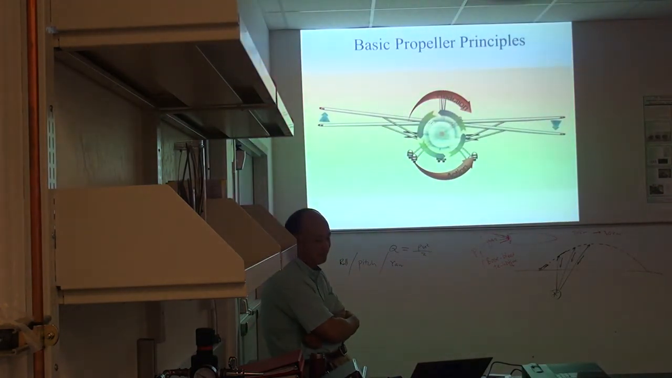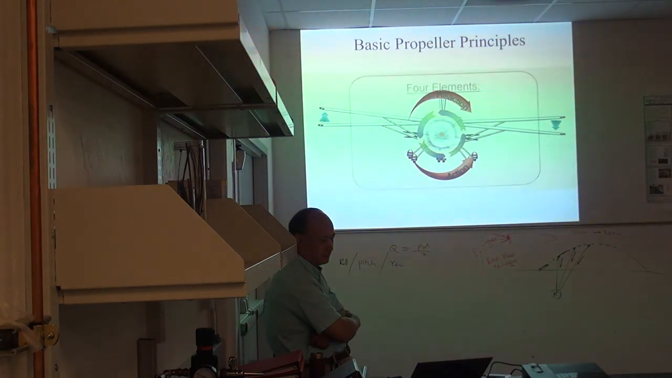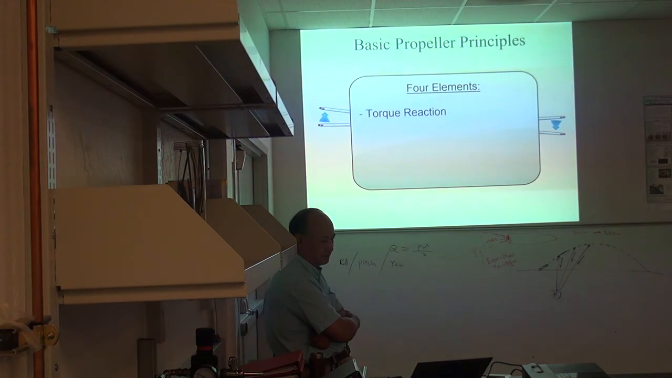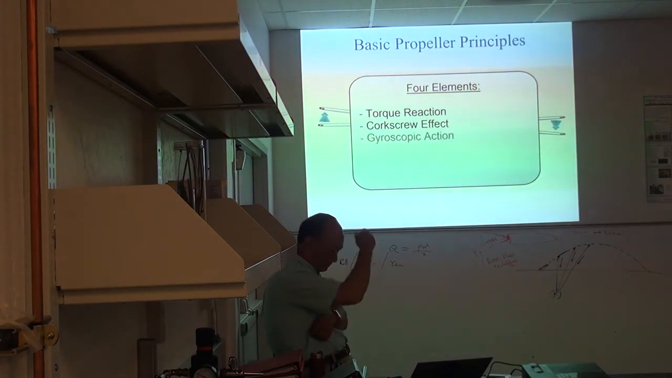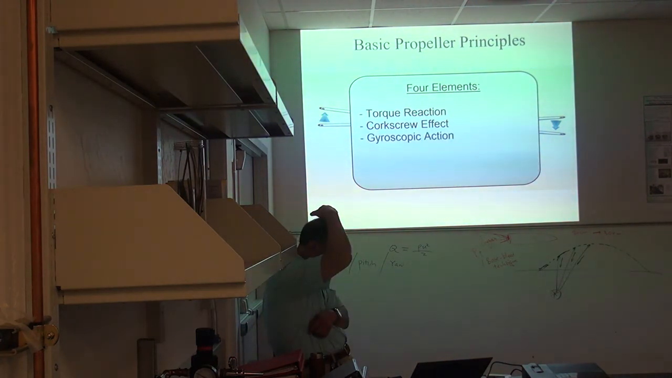To the pilot, torque, or the left turning tendency of the airplane, is made up of four elements which cause or produce a twisting or rotating motion around at least one of the airplane's three axes. These four elements are torque reaction from engine and propeller, corkscrewing effect of the slipstream, gyroscopic action of the propeller, and asymmetrical loading of the propeller, or P-factor.